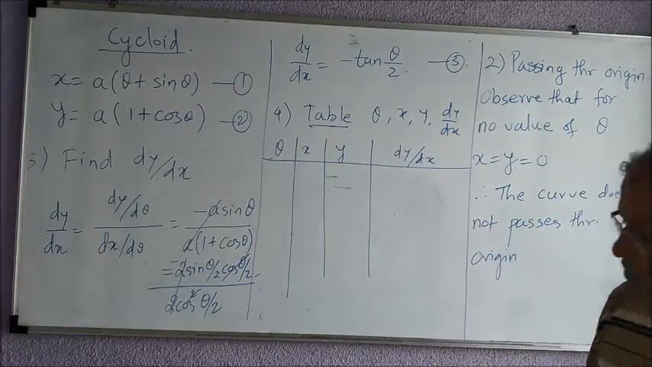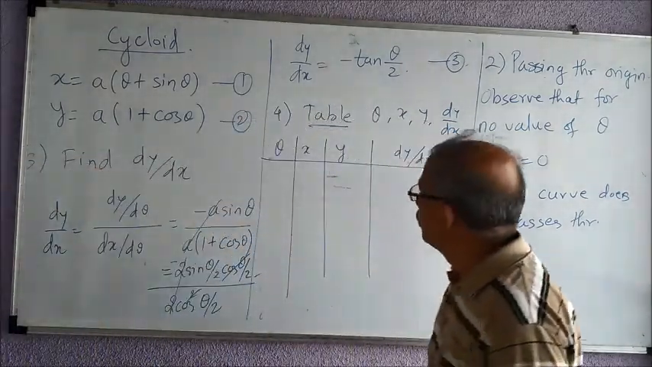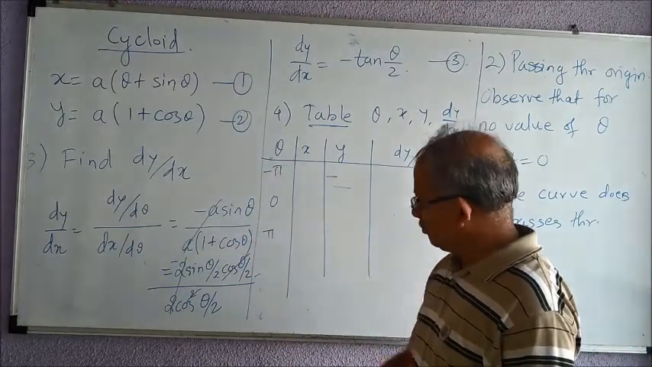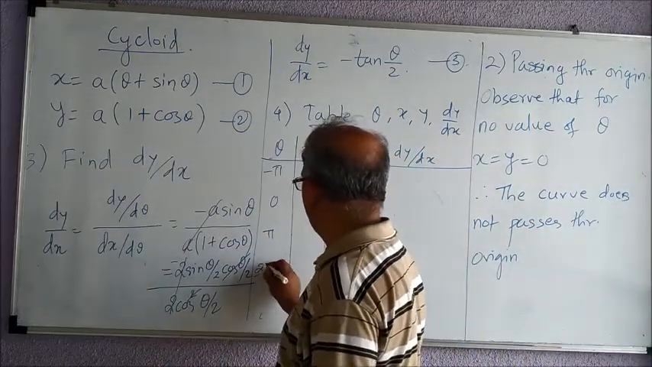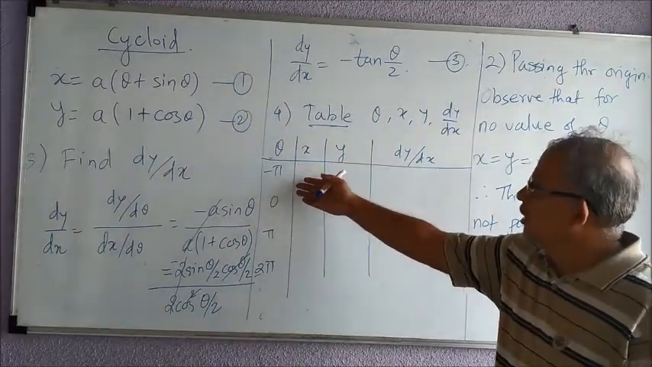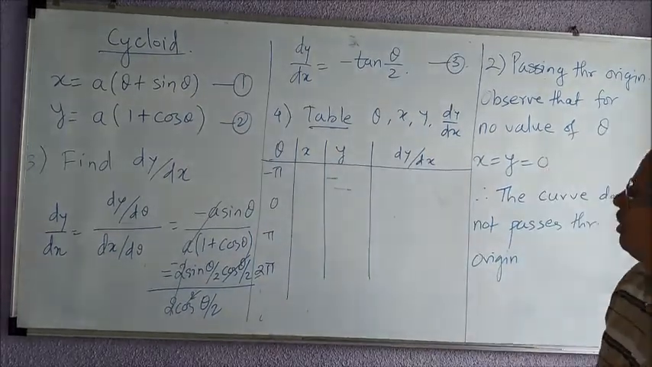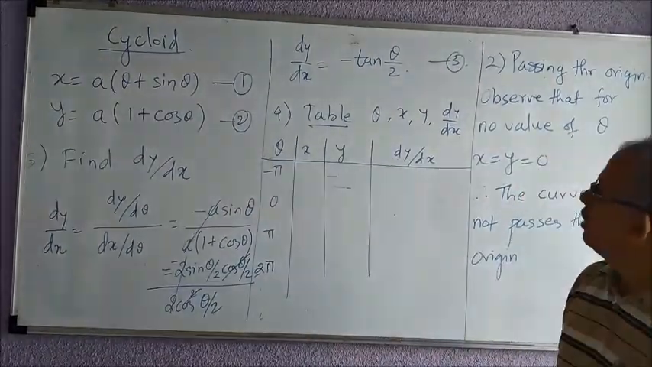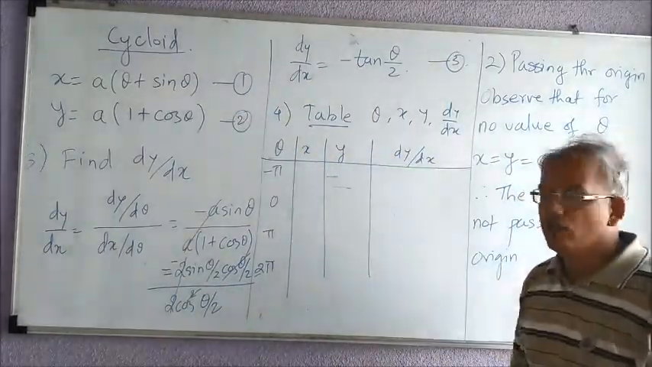So for different values of theta, let me put these. I'll take theta equal to minus pi, 0, pi, and say 2 pi. You can take different points, not only these. Maybe minus pi, then pi by 2, then 0, pi by 2, pi, and so on. Some values are on the opposite side. So if I put theta equal to pi in equations 1, 2, and 3, let's see what I will get.